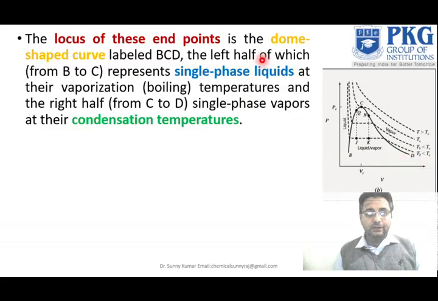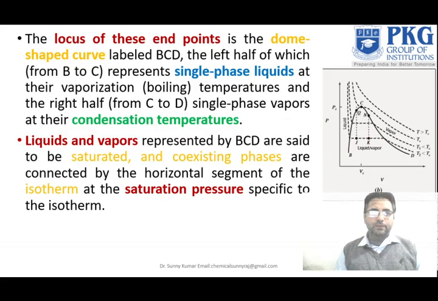This is the BCD curve. The left half, from B to C, represents single phase liquid. At the vaporization boiling point temperature, the right half, from C to D, represents single phase vapor. Here it is the liquid phase and here it is the vapor phase, at their condensation temperature. So the liquid and vapor represented by BCD.